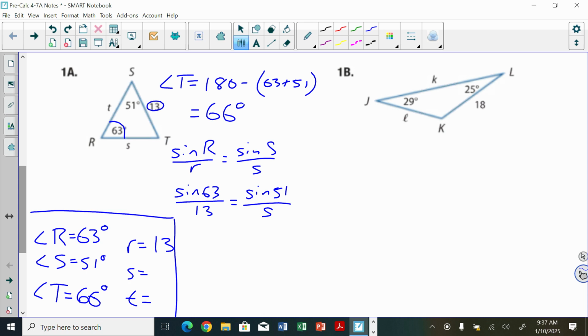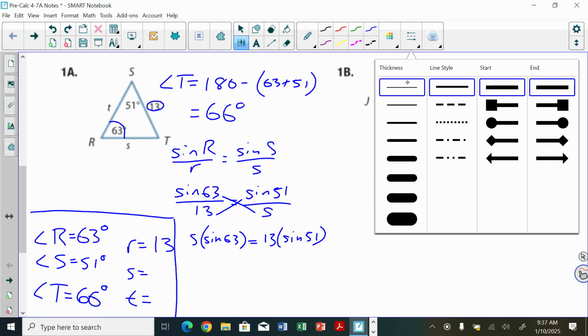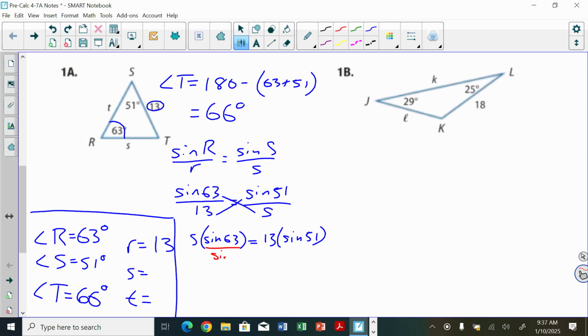So now it's a ratio, I cross multiply. I'll show you that here: S times the sine of 63 equals 13 times the sine of 51. And then I've got to solve for side S here. So basically, I'm just dividing by the sine of 63 on both sides.